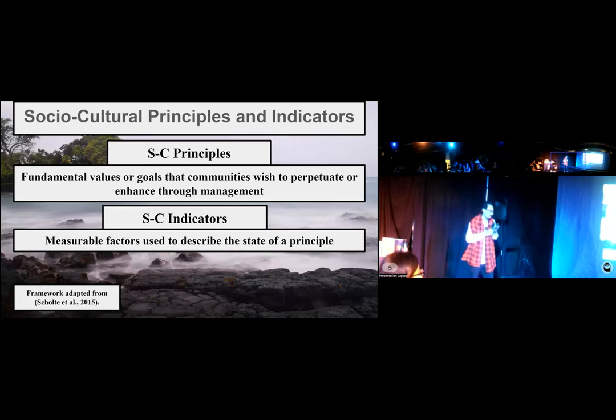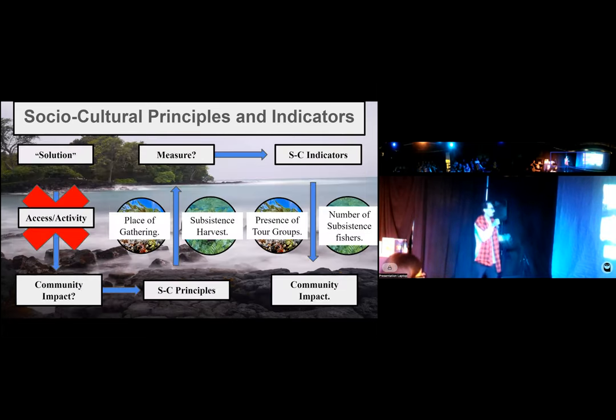So in our project, we wanted to use something called sociocultural principles and indicators to provide a metric and an understanding of those kinds of relationships. Sociocultural principles, distilled down, are basically a fundamental value or goal that a community wishes to perpetuate or enhance through management activity. And an indicator is a measurable factor that you can use to describe the state of a principle.